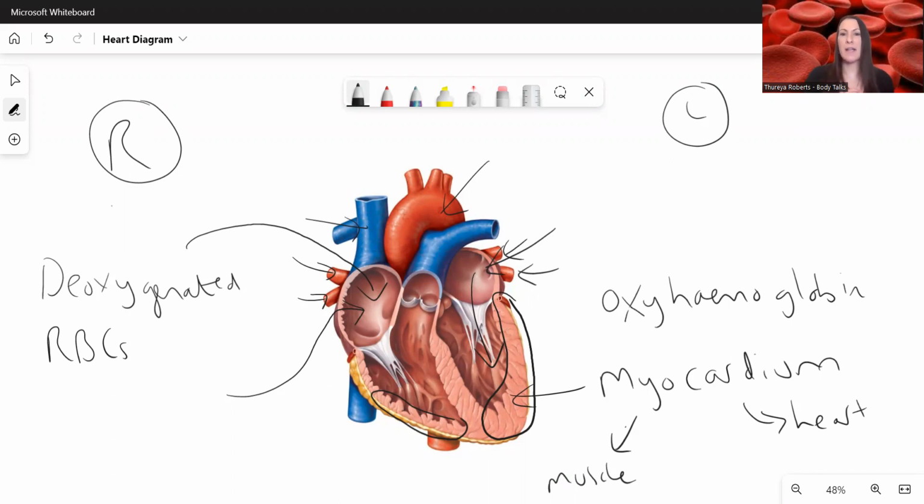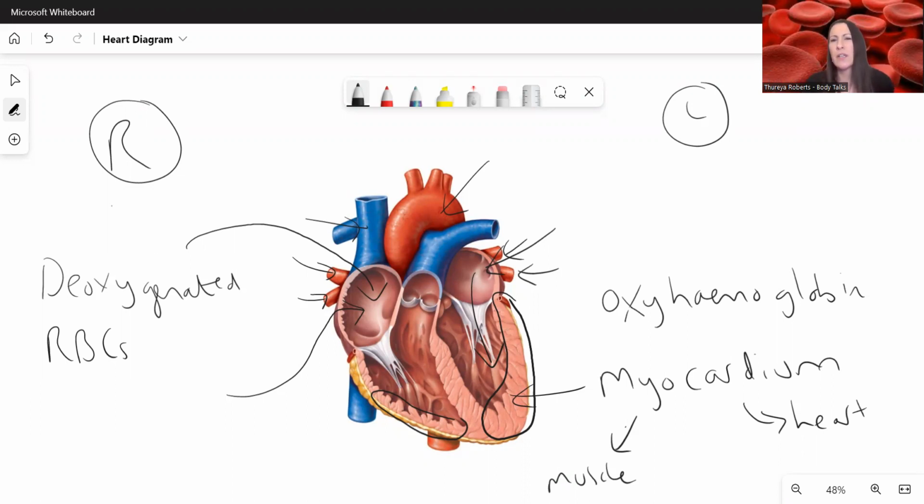Now think about where the heart is in the center of your body, with the apex pointing slightly to the left-hand side. Your heart is in the center, and so are your lungs. It's not having to travel very far. So that's why the left-hand side is much, much thicker in its muscular layer than the right-hand side of the heart. The heart has several layers within it.